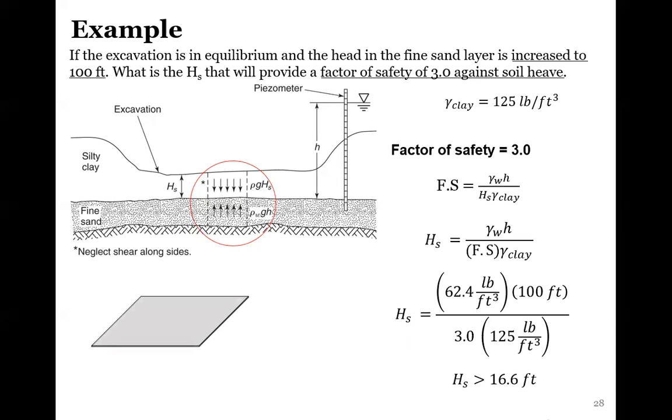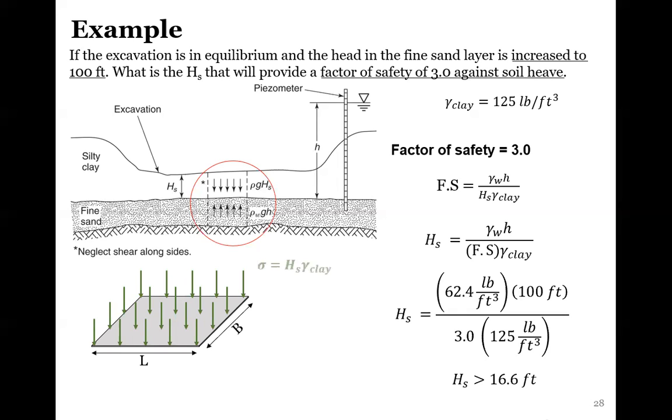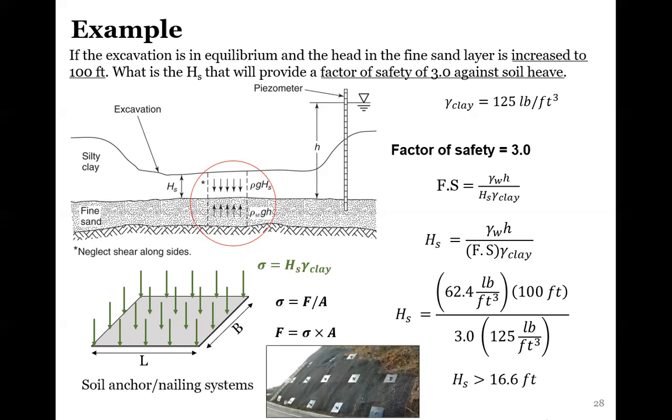Again, this is from the homework problem that I already went over, but what we're talking about here is a pressure, right? And this pressure could be applied over a length and a width and have an actual finite area. So if we needed to find the resulting force needed to anchor this heave layer, it would just be the stress times the cross-sectional area. This is like a system that a lot of engineers use, like soil anchors and nailing systems. Technically, what we're doing is calculating a pressure and then installing a point force to resist that uniform pressure.